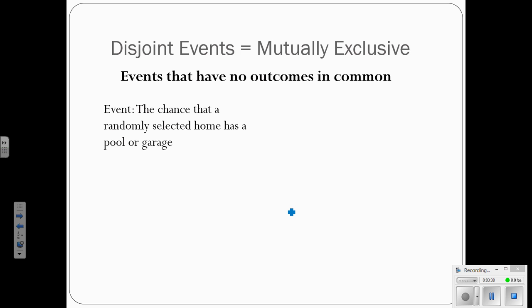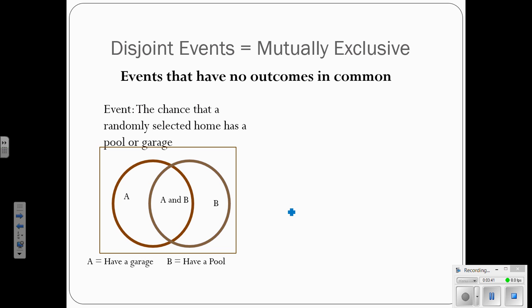So, houses in a neighborhood. Some houses have garages, some have pools, some have both. So you've got this group right here that just have a garage, some that just have a pool, and some that have both.